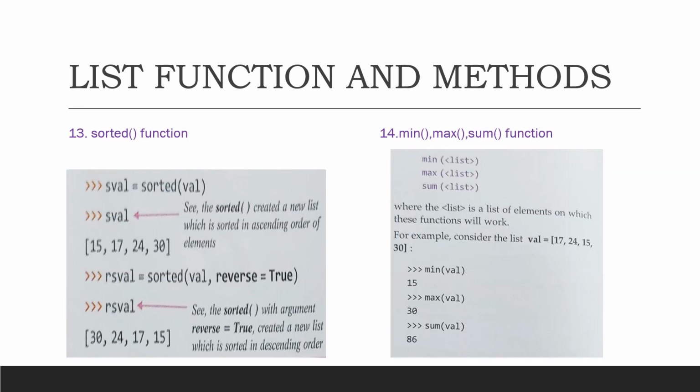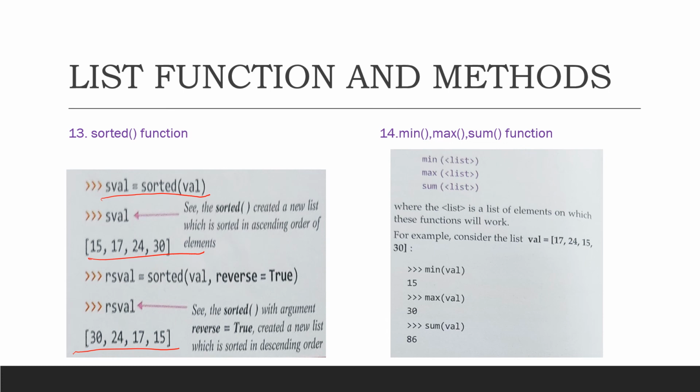Next is the sorted function. Over here, as you see, SVAL is equal to sorted, and when you give some list, if reverse is false it arranges the list in ascending order, as you see over here. And when it is true, then it gives the elements of the list in descending order.